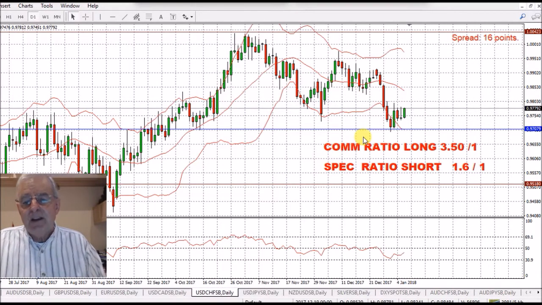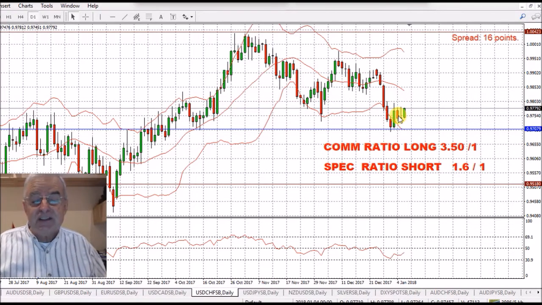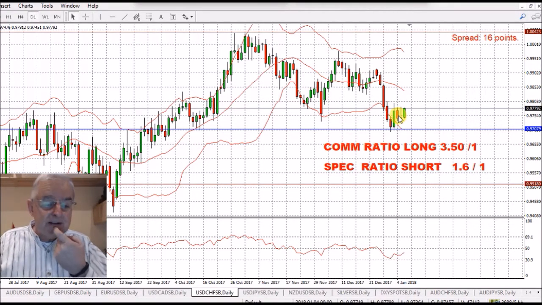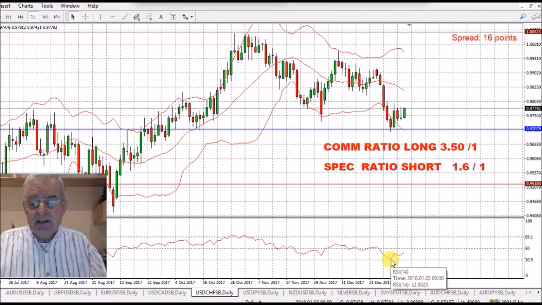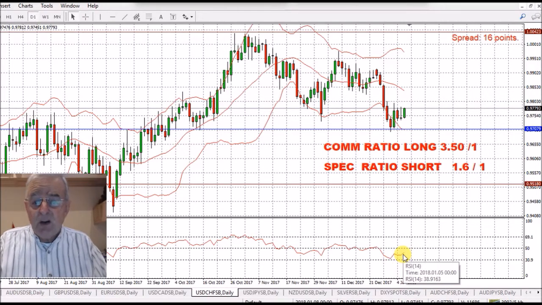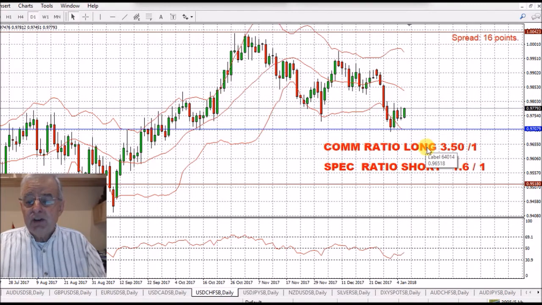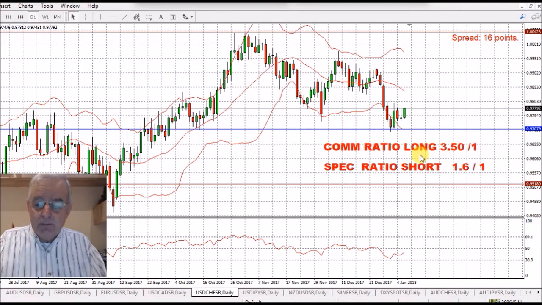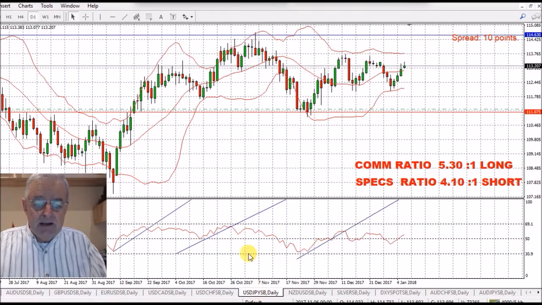USD, Swiss franc. We've just had sideways action at the moment. We've got strength in the Swiss franc, and we're just starting to see a little bit of strength come through for the US dollar. We bounced a little bit off the 30.9. We are pointing back up, but we do have a commercial long ratio of 3.5 to 1 for the Swiss franc, which obviously is short for this pair.